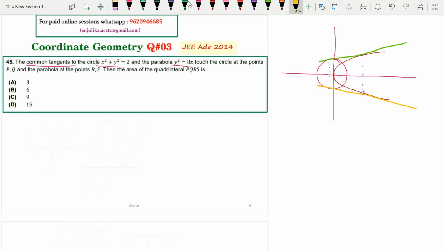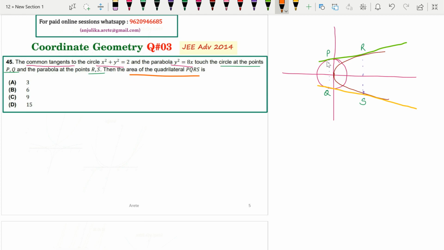Now, what are they saying? That they touch the circle at the points P and Q and the parabola at R and S. So this point is P and Q, this point is R, and this point is S. Now, what are they talking about? They're saying the area of the quadrilateral.